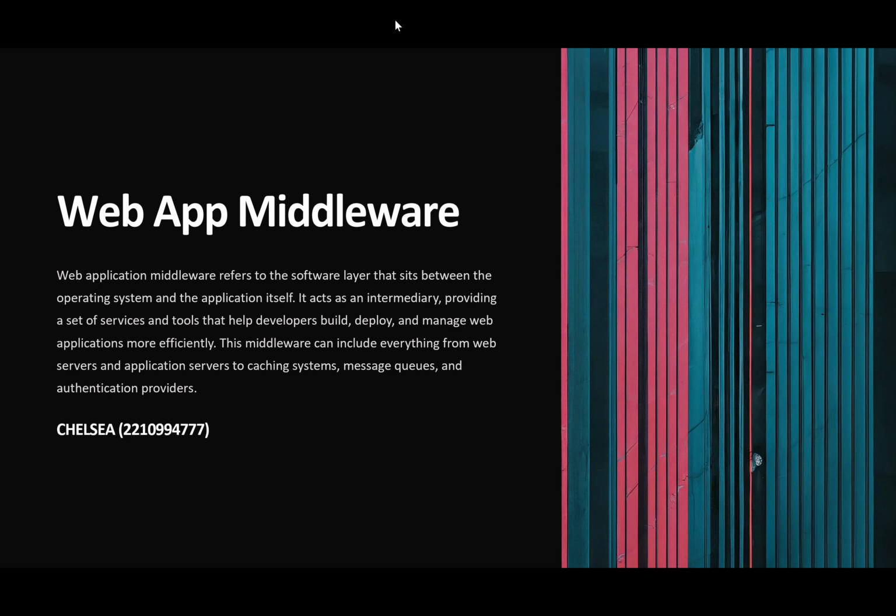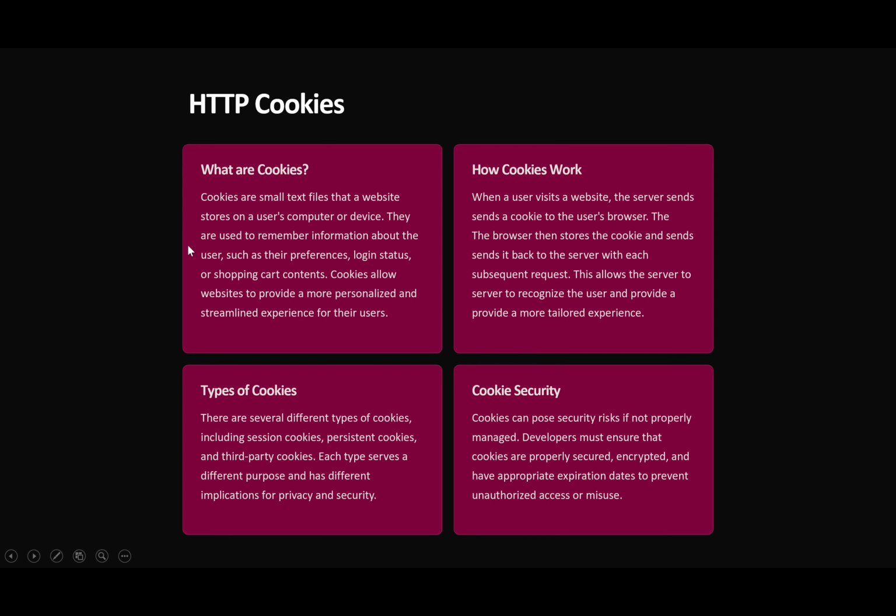Now we're going to talk about a crucial aspect of web application development, which is HTTP cookies. So cookies are small text files that websites store on a user's computer or device. They're used to remember information about users such as their preferences or login status to provide a more personalized experience. When a user visits a website, the server sends a cookie to the user's browser. The browser then stores the cookie and sends it back to the server with each subsequent request, allowing the server to recognize the user and maintain the session.